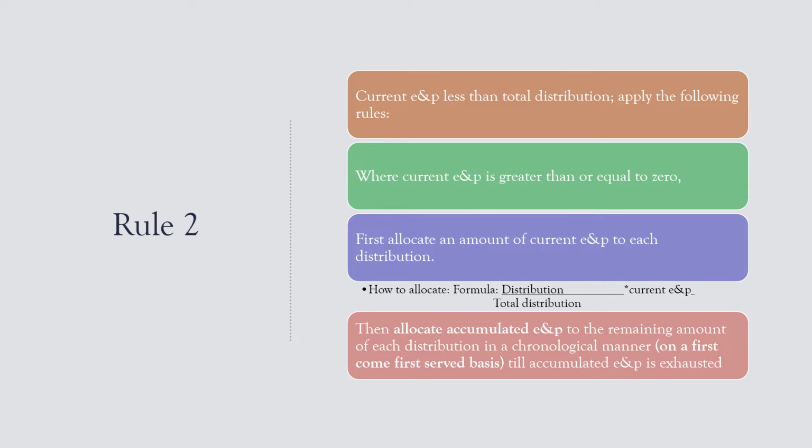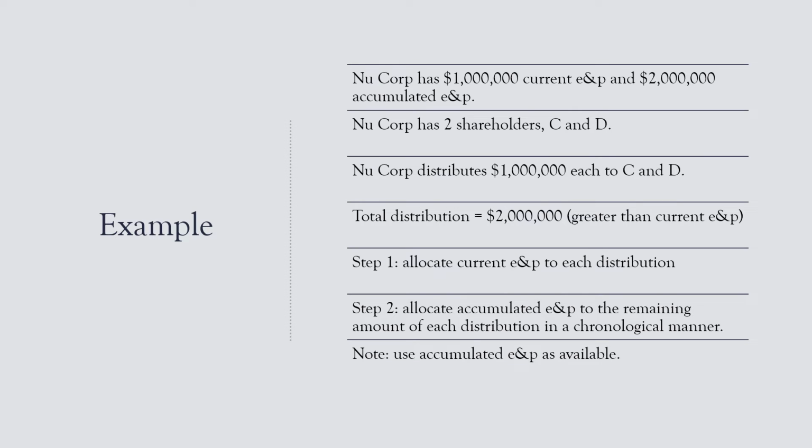Here's an example for you to understand better. Let's assume New Corp has 1 million current earnings and profits and 2 million accumulated earnings and profits, and there are two shareholders, C and D respectively. If New Corp distributes 1 million each to C and D, that means we have a total of 2 million. That's 1 million plus 1 million. So the total amount of distribution is 2 million.